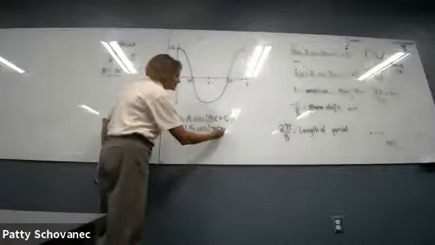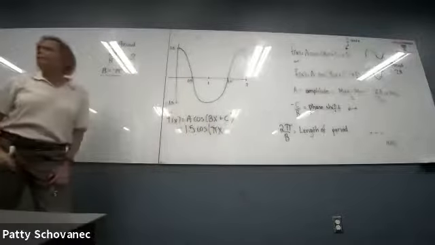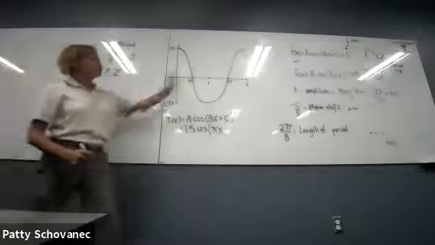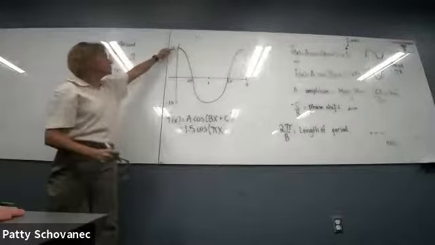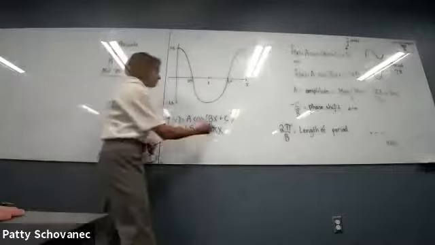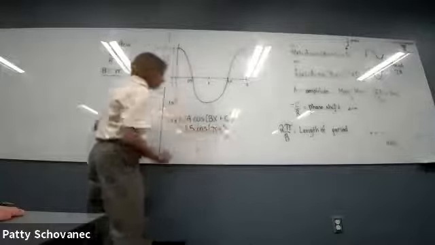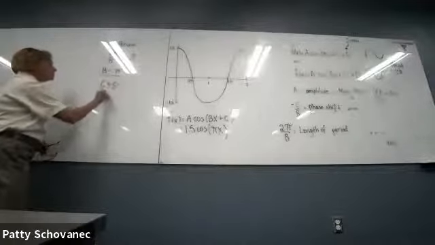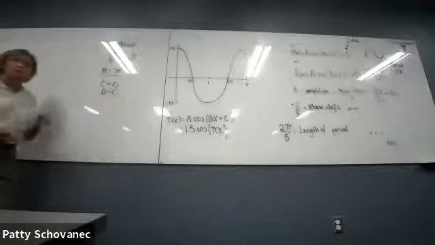What are your thoughts about C? We don't have any shift in either direction. It starts where the cosine would normally start at 0 y-intercept. And so C is going to be 0. So that's it right there. Okay.